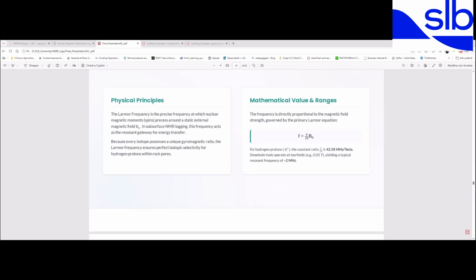For hydrogen, this constant ratio is equal to 42.58 megahertz per Tesla. This unit represents frequency per field intensity. It is a particular physical unit because this is a ratio between frequency and field intensity. Downhole tools operate at low fields, 0.5 Tesla, yielding a typical resonant frequency of 2 megahertz.